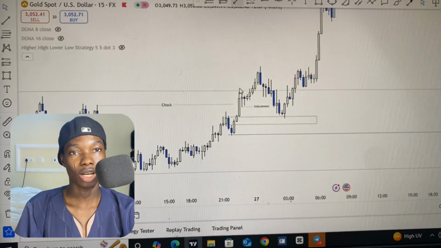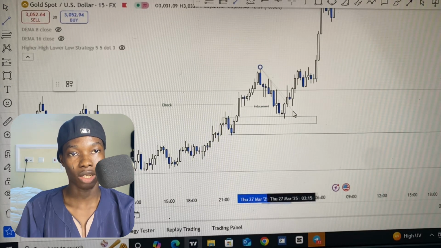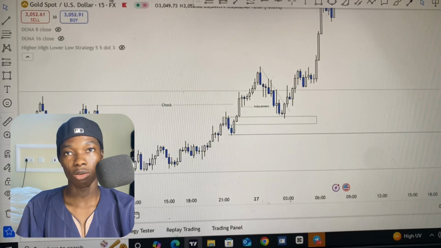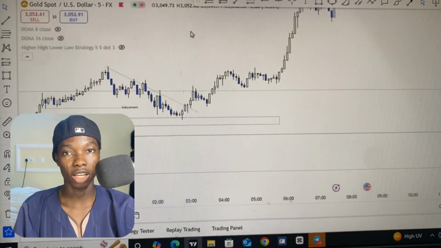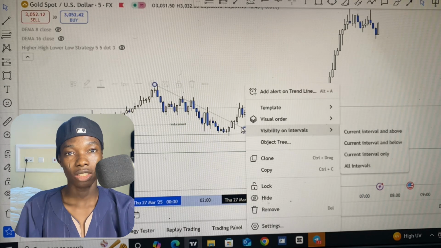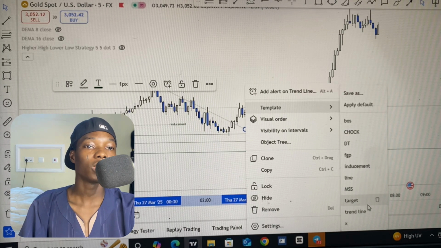We have another trend line liquidity. This is our lower time frame trend line liquidity over here. If we head to the 5 minutes time frame, we can see it more clearly. We have another trend line liquidity over here. So that's where our target is going to be.